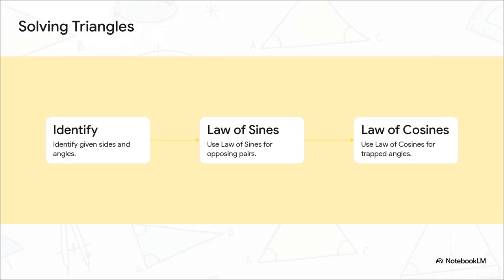Well, we use a really simple 1, 2, 3 procedure, utilizing 2 brilliant extensions of our basic rules. First, identify what you know. Second, if you have matching pairs of opposing sides and angles, you use the law of sines, which proves their ratios are all equal. Third, if you have an angle trapped right between 2 known sides, you deploy the law of cosines, which is basically a heavy-duty, upgraded Pythagorean theorem for irregular triangles. You can even use those known sides and trapped angles to instantly calculate the exact area of the triangle without ever needing to know its true height.